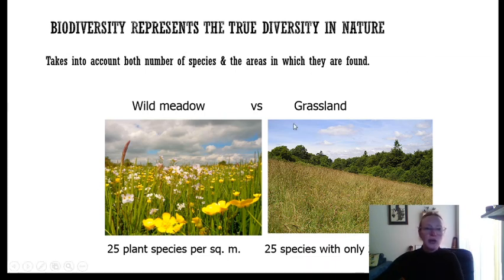If we look at these two habitats here, the species richness for both of those is the same. They've both got 25 species in. So species richness is not a very good measure of diversity, because even though the wild meadow has got 25 species and the grassland has got 25 species, the grassland is dominated by grass, so it has a low biodiversity. This just illustrates the fact that species richness is not always the best measurement of biodiversity in an area.